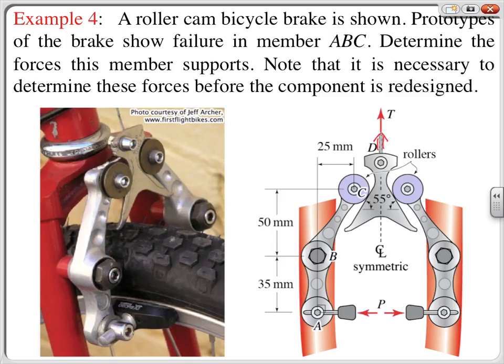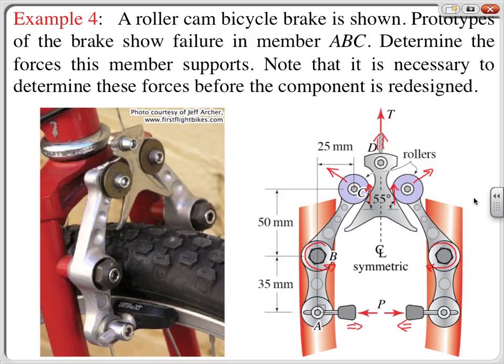The cam is a single rigid body undergoing pure translation, so these surfaces likely try to move upward, and as they do, they push the rollers out in these directions, affecting rotation about the bolted connections this way, therefore causing the brake pads to squeeze the wheel rim and bring the bicycle to a stop.